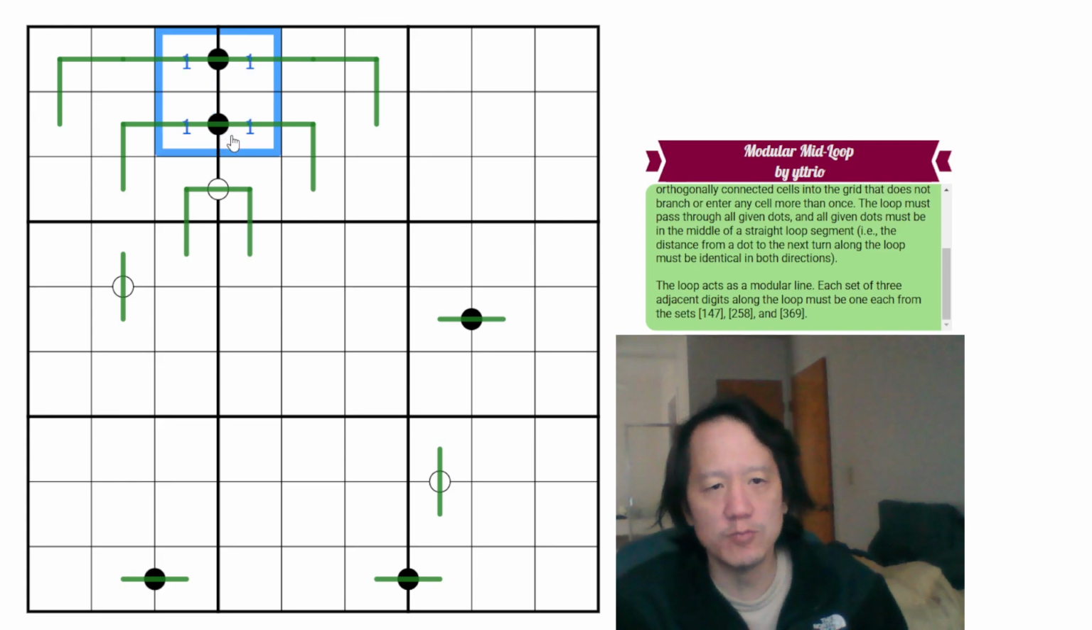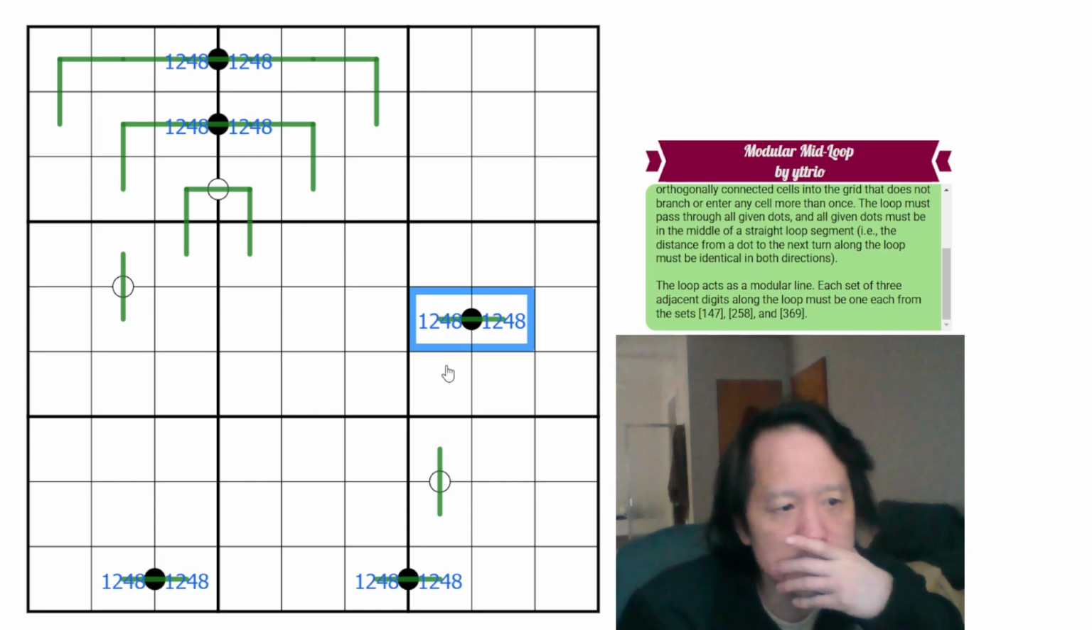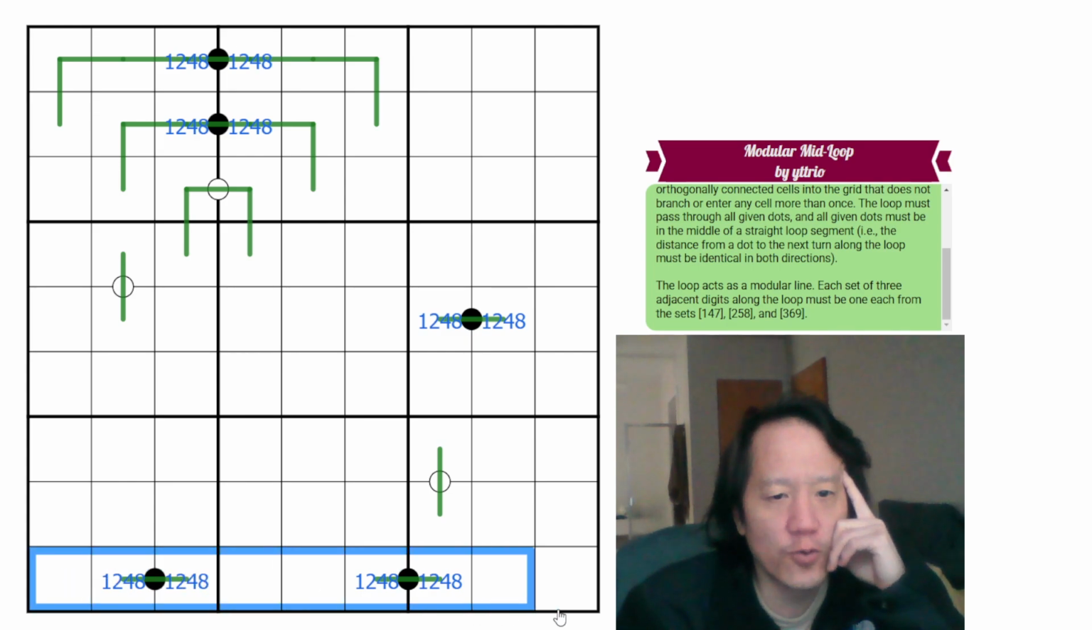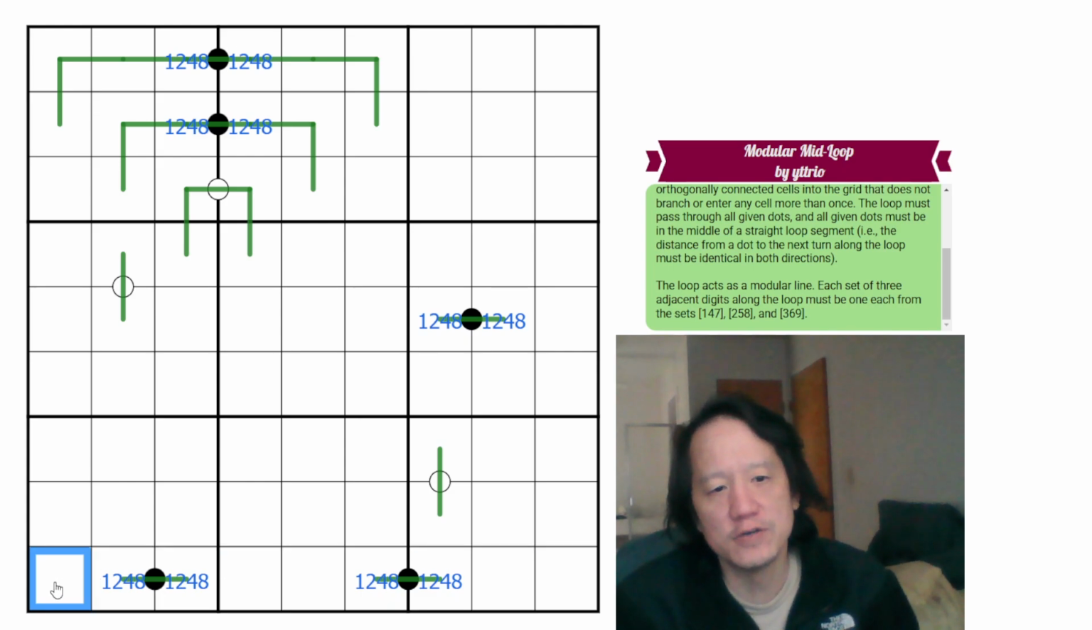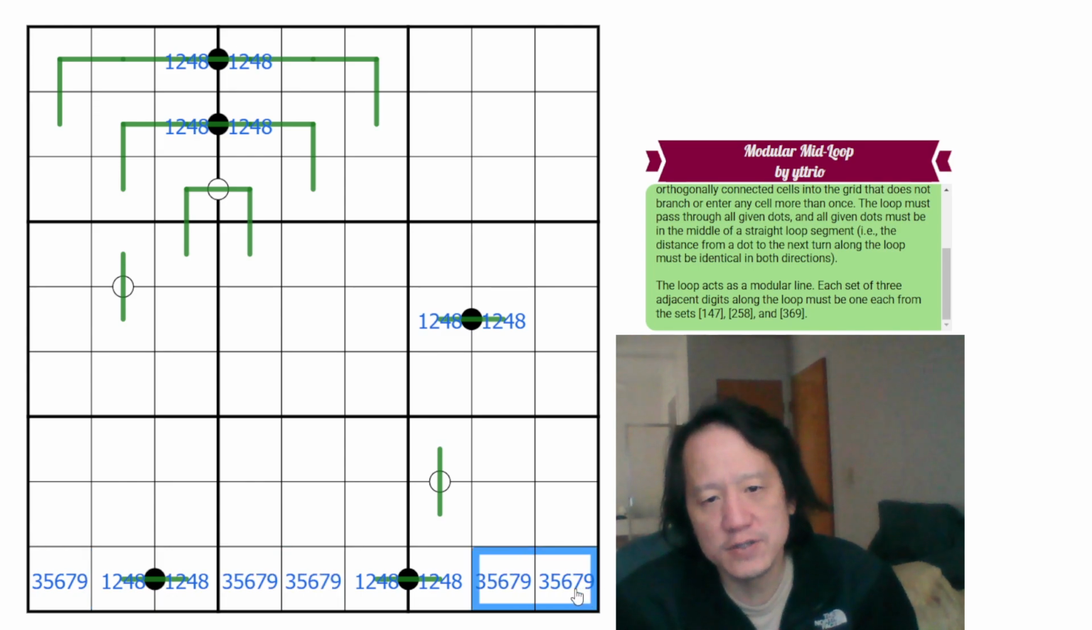Therefore, these must be 1, 2, 4, and 8. And this must be 1, 2, 4, and 8. And this must be 1, 2, 4, and 8. So this is also 1, 2, 4, and 8. We know that, so we have a 1, 2, 4, 8 quadruple in row 9, which eliminates 1, 2, 4, and 8 from the rest of the row. So therefore, this is 3, 5, 6, 7, 9, and this is 3, 5, 6, 7, 9, and 3, 5, 6, 7, 9.